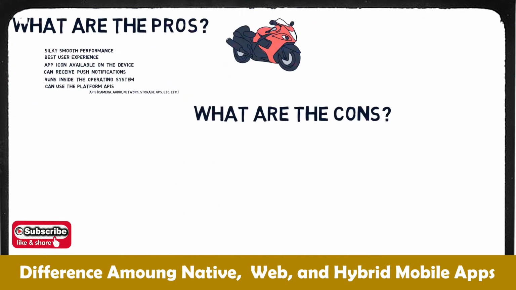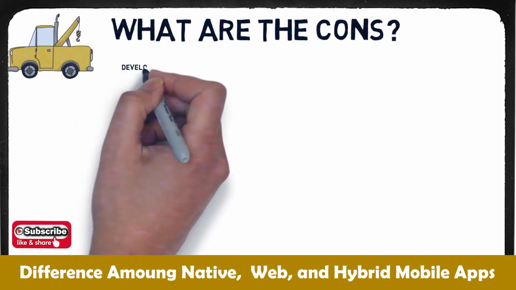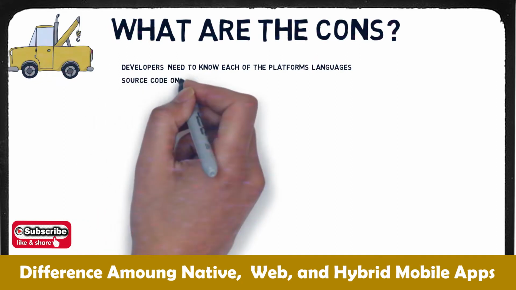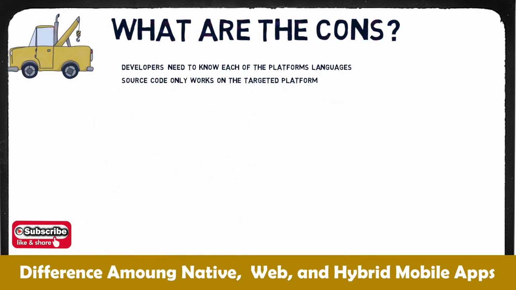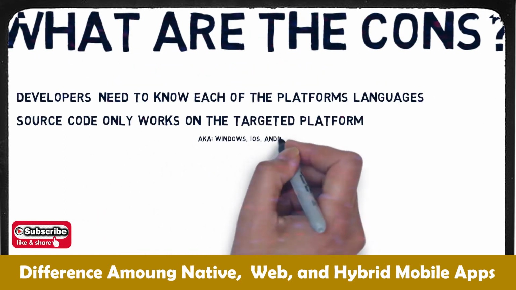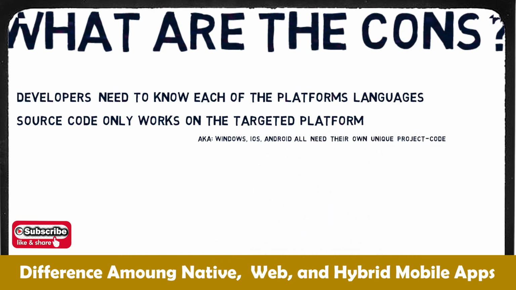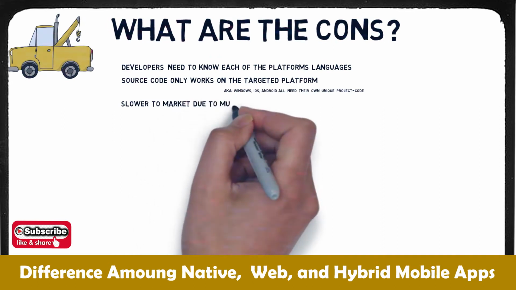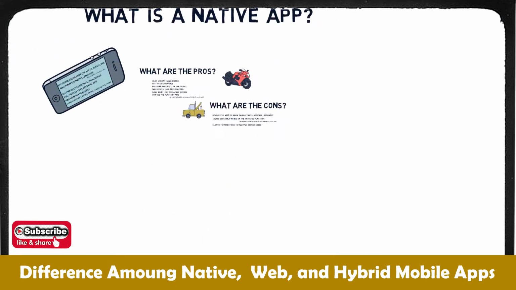What are the cons to a native app? Developers need to know each of the platform's languages. The source code only works on the targeted platform, aka Windows, iOS, Android. They'll all need their own unique project code. It's slower to the market due to the multiple source codes.